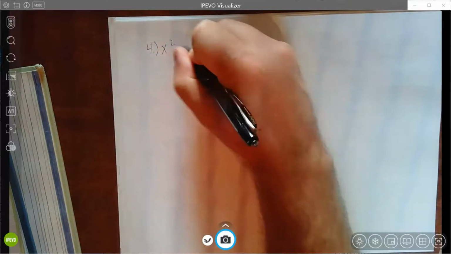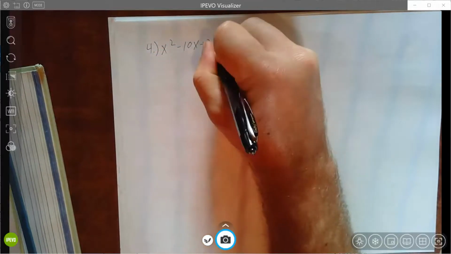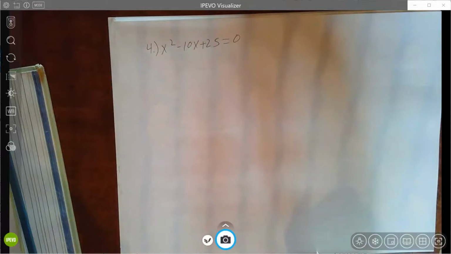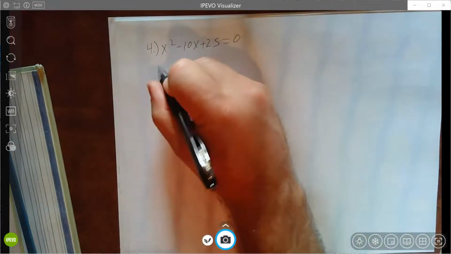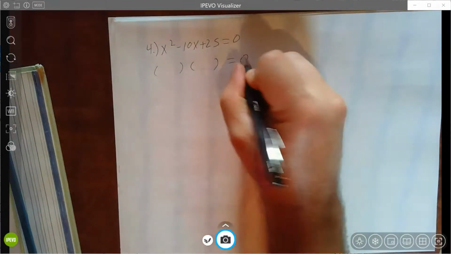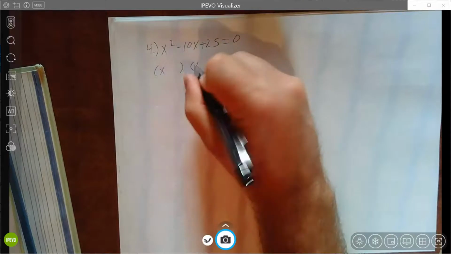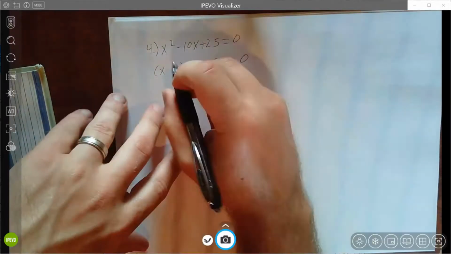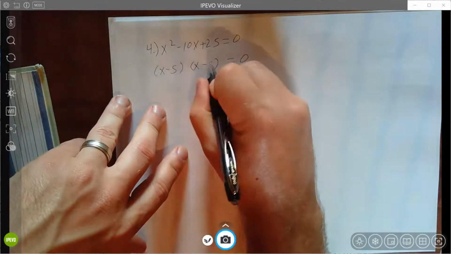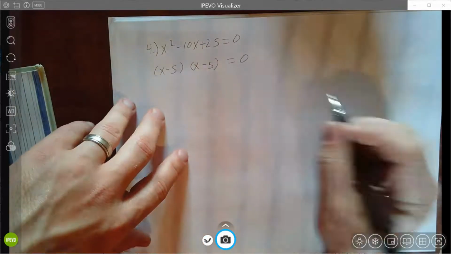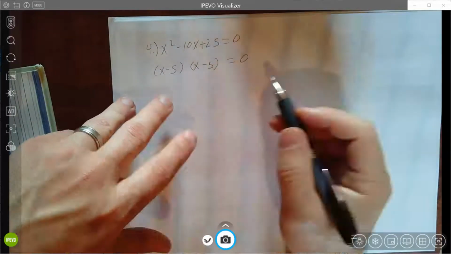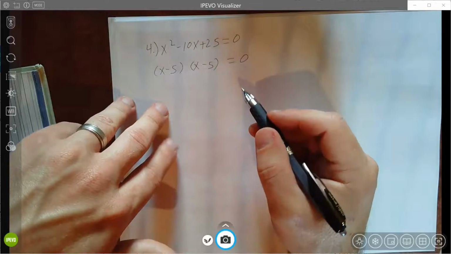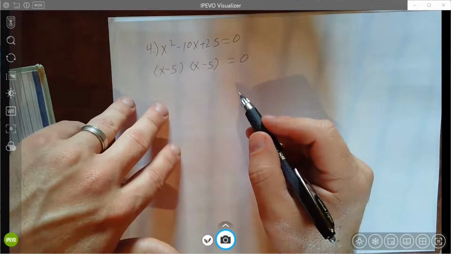x squared minus 10x plus 25 equals 0. Go ahead and try to factor that. x and x. How does it factor? Negative 5 and negative 5. So notice, we're doing the same kind of factoring we've been doing. And there's really just one more little step to do, and that's to set each factor equal to 0.